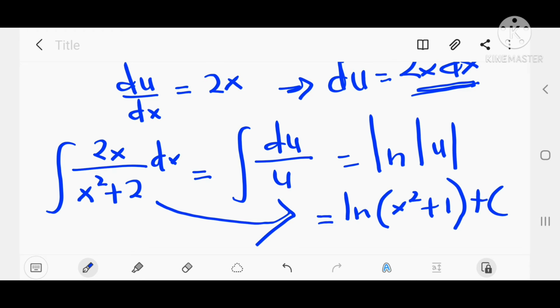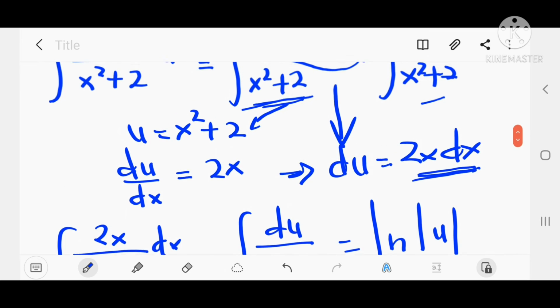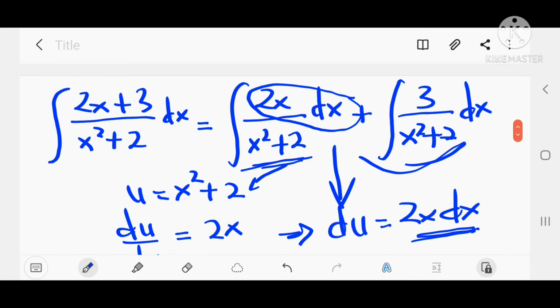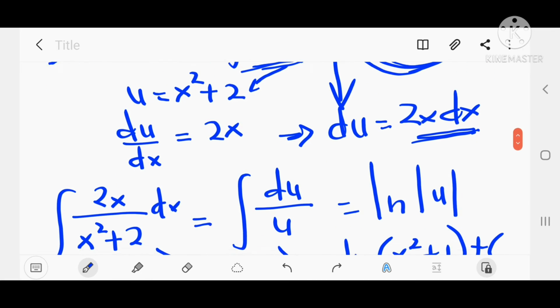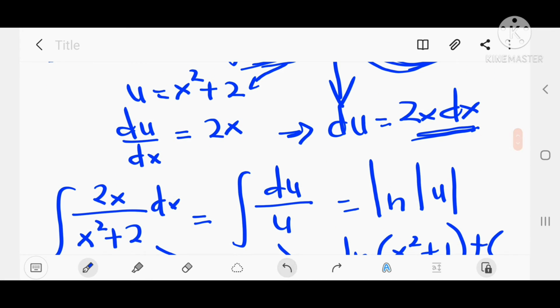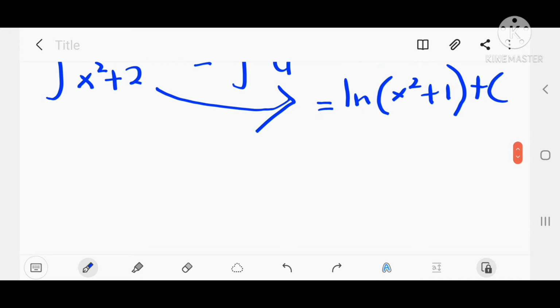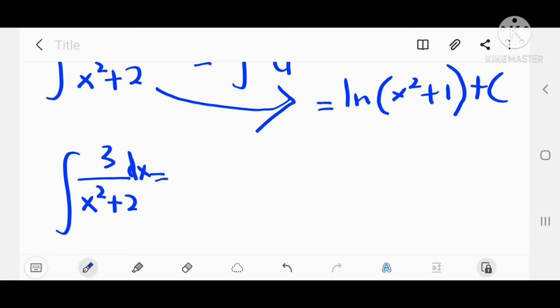Now we look for the integration of this one, so let's scroll down. So that will be the integral of 3 on x squared plus 2. Here, U substitution wouldn't work. So what will work is to apply the trig substitution.